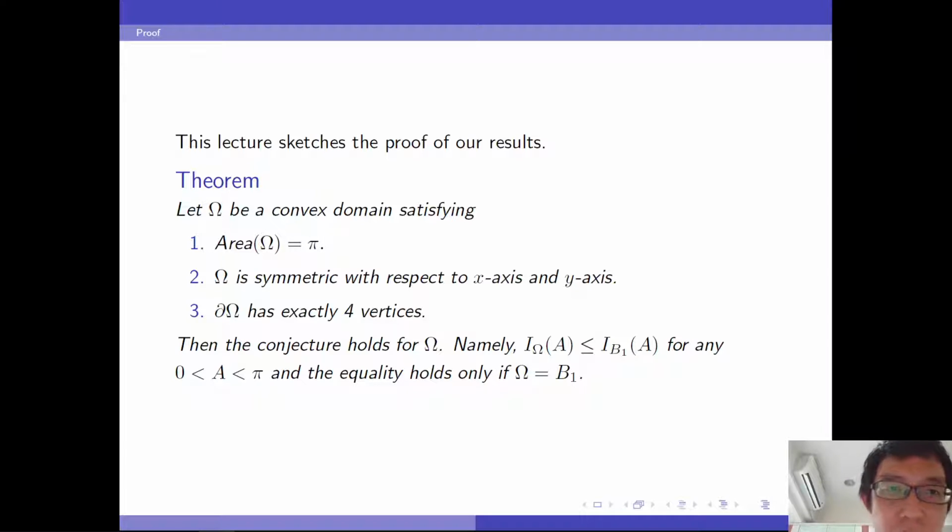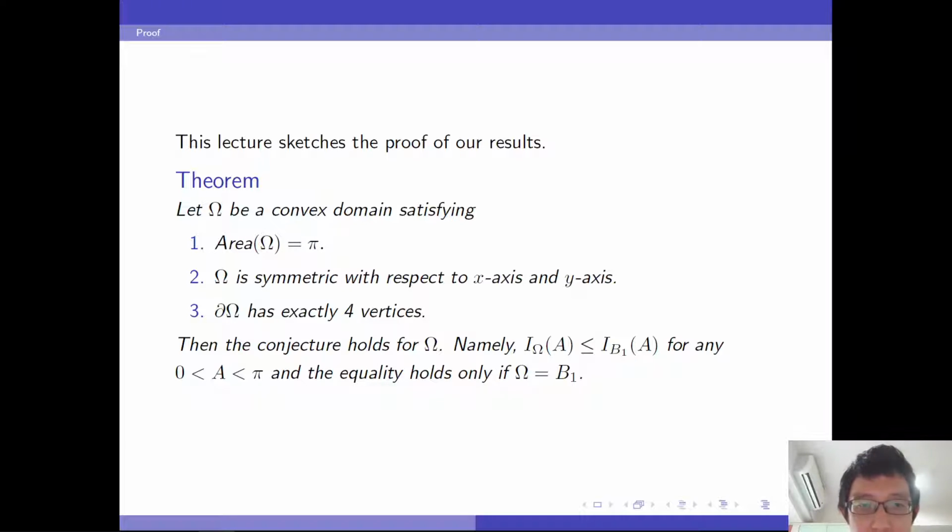In this lecture, I will sketch the proof of our two results. The first one is as follows. Let omega be a convex domain satisfying: first, the area is equal to that of a unit disk; second, omega is symmetric with respect to the x-axis and y-axis; third, the boundary of omega has exactly four vertices. You can think of omega as an ellipse.